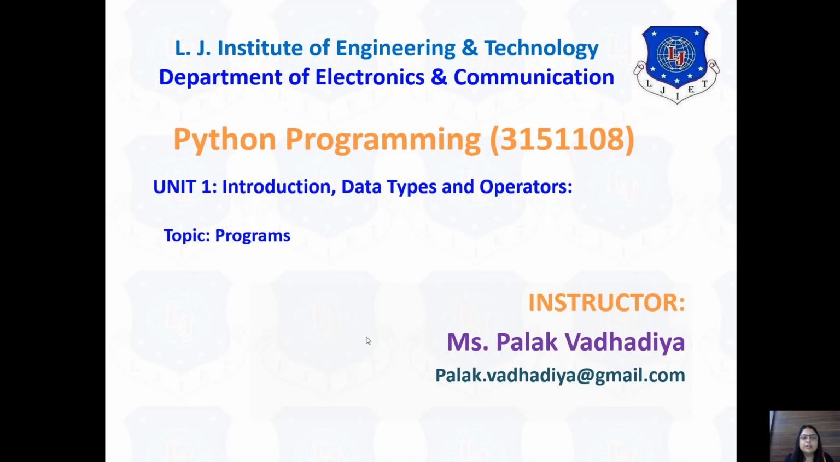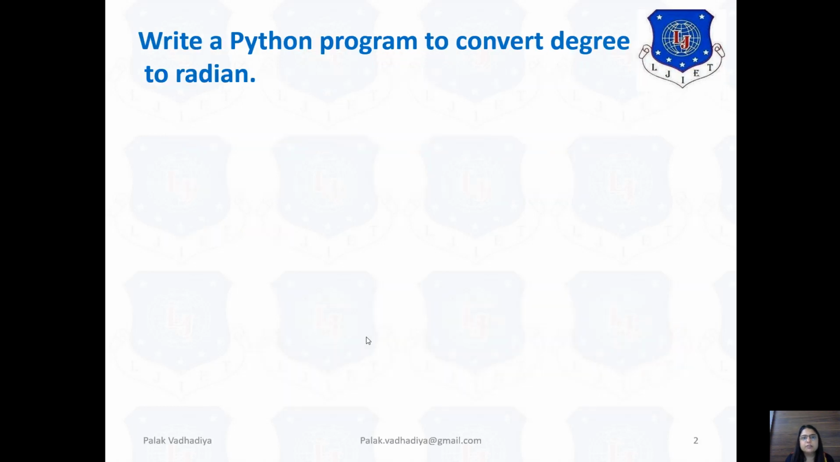Communication. Today we will discuss the programs that are related to arithmetic operations from unit number 1, that is Introduction, Data Types and Operators. So let's start our first program: write a Python program to convert degrees to radians. Here the user will enter the value of degree and the code will convert that degree into radians.